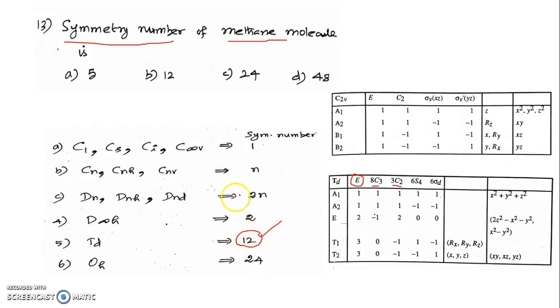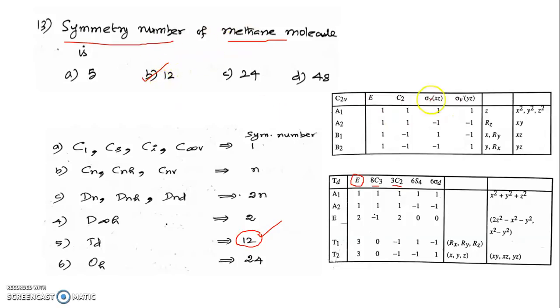Are you able to understand? And using this table, you can find the symmetry number of any molecule. Okay, but you must know how to find the point group of the molecule. Are you able to understand? So if you know the point group, you can find the symmetry number directly using this table, right? So the correct option for this question is B. Okay, the symmetry number for the methane molecule is 12.